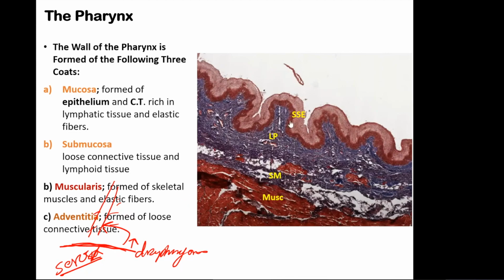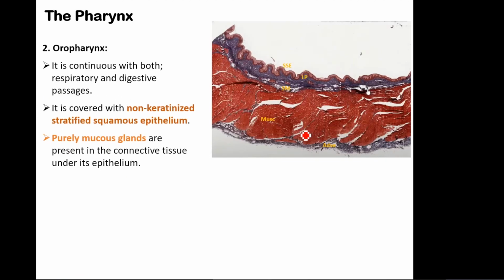But again, it doesn't matter adventitia or serosa, the four major layers of the pharynx will be mucosa, submucosa, muscularis, and the outer adventitia. So the mucosa, of course, let's start with the oropharynx. Look at it here. First of all, it's stratified squamous epithelium. Is this epithelium keratinized? No, it's non-keratinized. It cannot be keratinized in the pharynx, right? So it's non-keratinized.